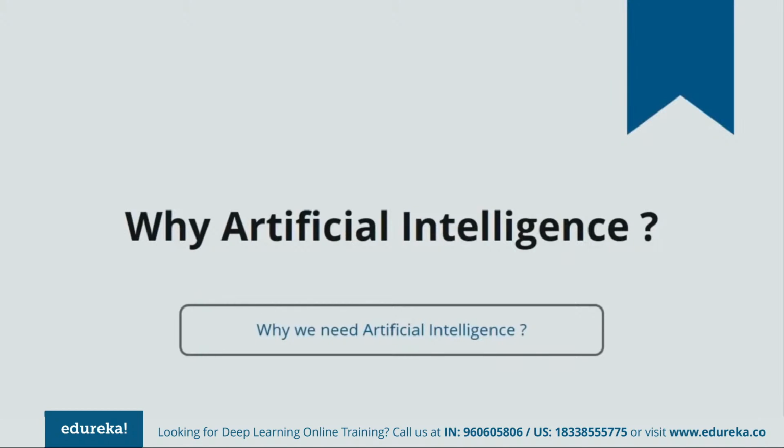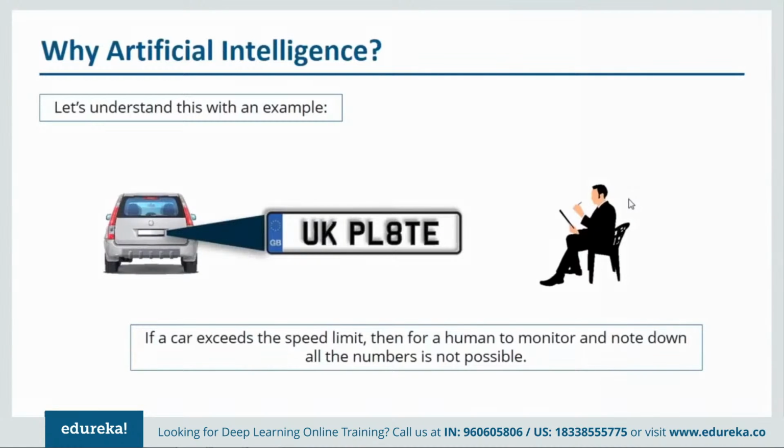But the first thing that we need to focus on is why artificial intelligence? Why do we need artificial intelligence? Now let us understand this with an example. So nowadays, if you have noticed, if your car exceeds the speed limit, you'll get a letter, basically a challan, at your home. How do you think that happens?